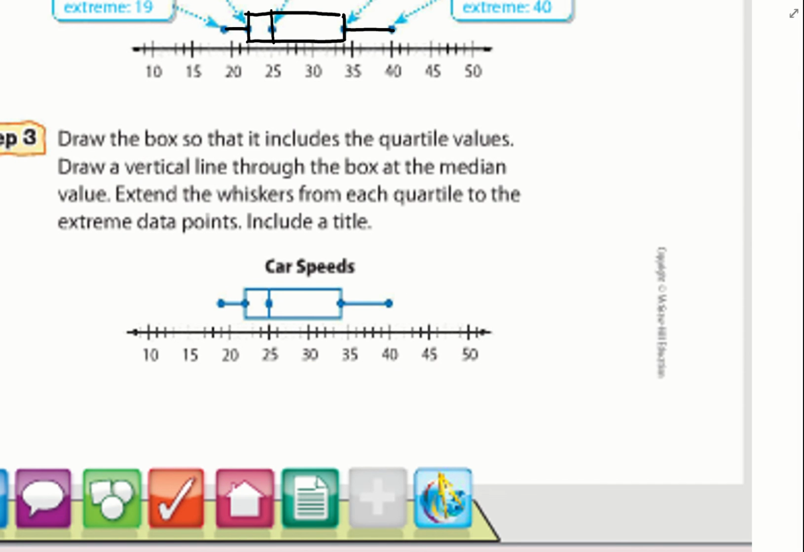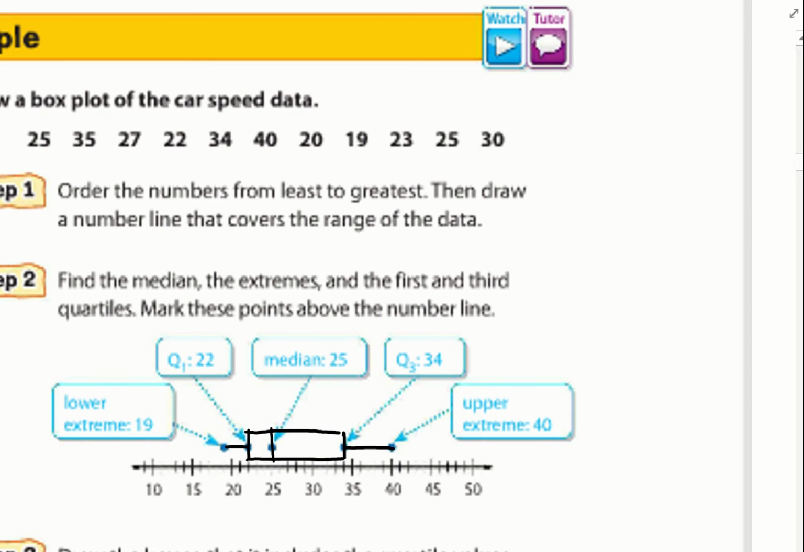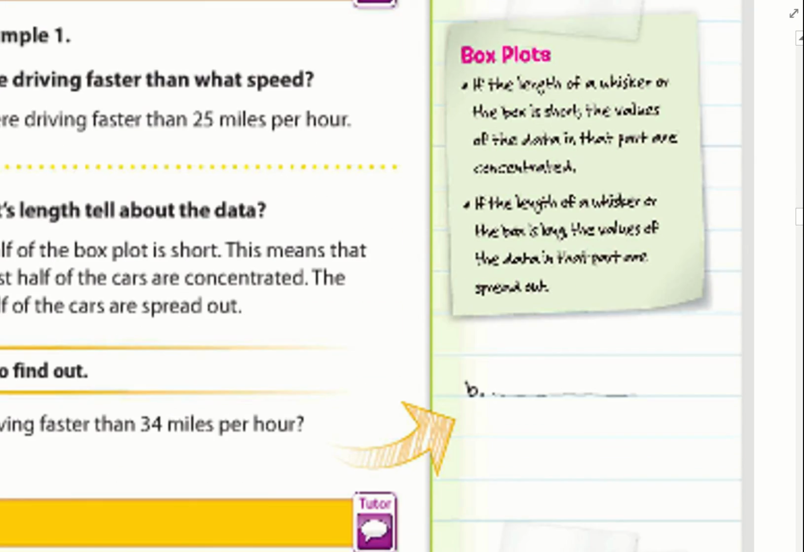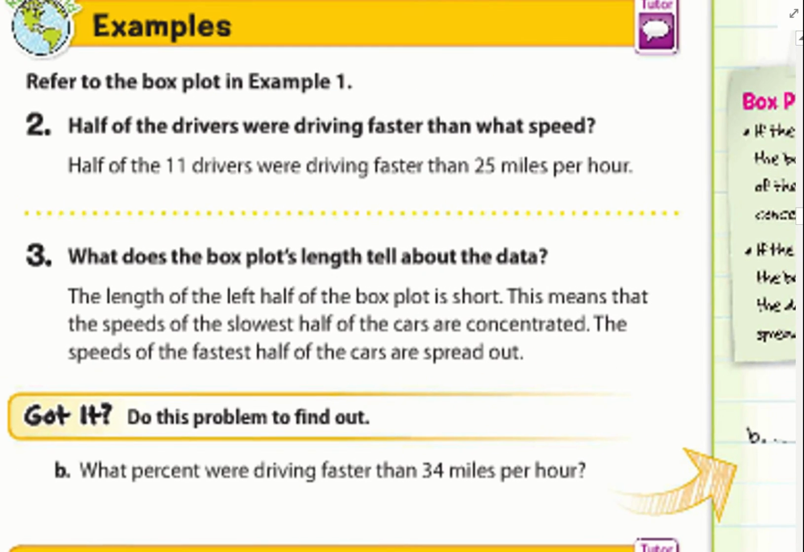So I have 11 numbers up here. Out of my 11, half of them, because here's 25% of the data and here's 25% more, so it's 50%. So half of my 11 were going faster than 25 miles per hour, because 25 is my median.